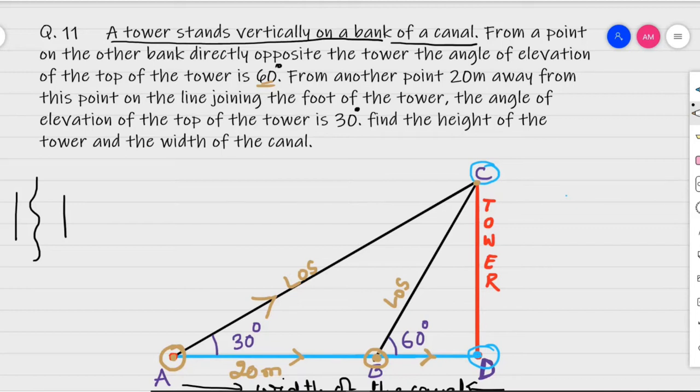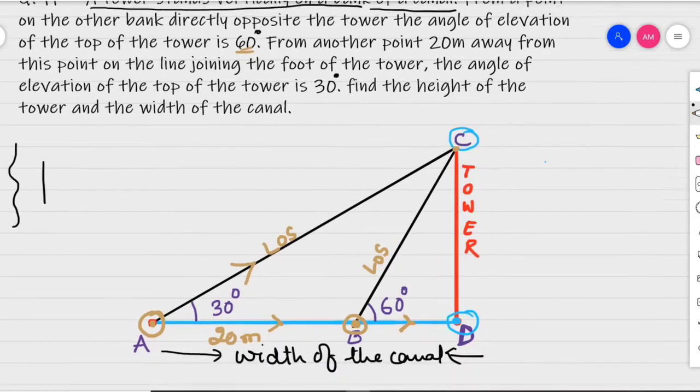Now what you have to do is find the height of the tower and the width of the canal. Height of the tower means you have to find CD, and the width of the canal means you have to find BD. Now children, let us see what we can do.